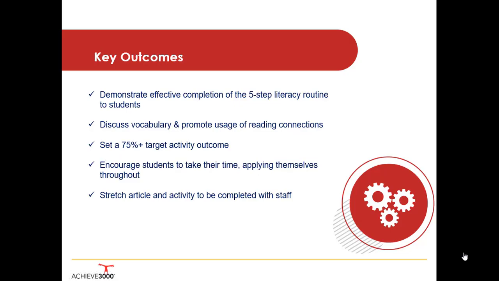That concludes the initial rollout of Achieve3000 to students. Key outcomes for successful rollout include: introduce and set expectations for completing the 5-step literacy routine. Focus on key vocabulary and usage of the reading connections. Set a target of 75% for the multiple choice activity questions. Encourage students to take their time when reading and completing activity questions. Stretch article and activity should only be completed when instructed by staff.